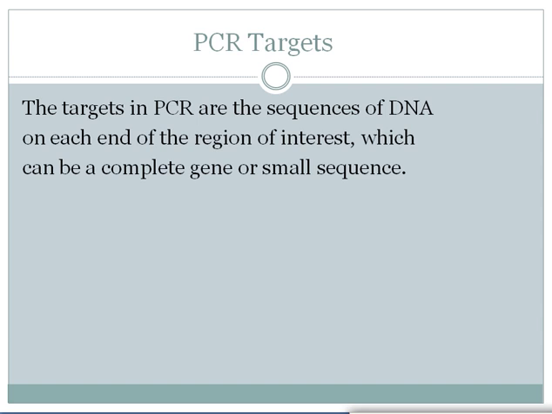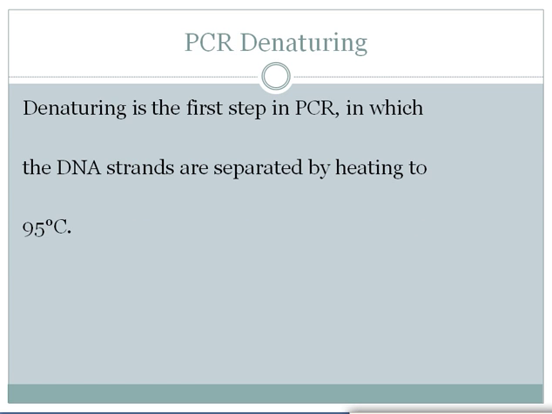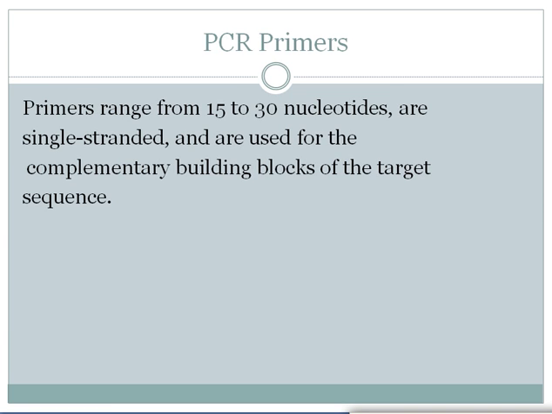The targets in PCR are sequences of DNA on each end of the region of interest, which can be a complete gene or a small sequence. The number of bases in the target can vary. This is how the target DNA sequence is shown. Denaturation is the first step, which means heating to 95 degrees, so the temperature increases and melting occurs.